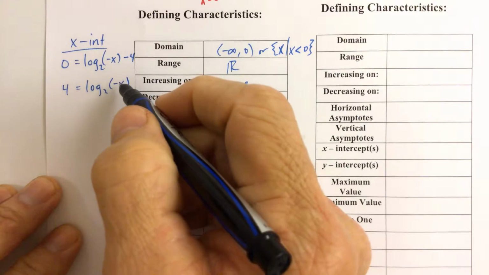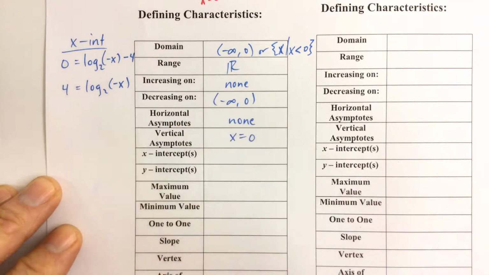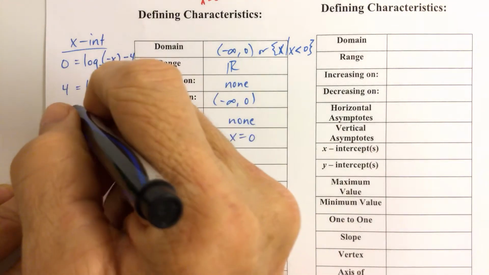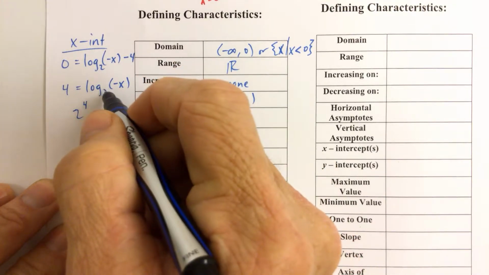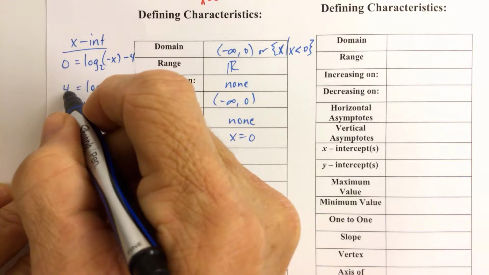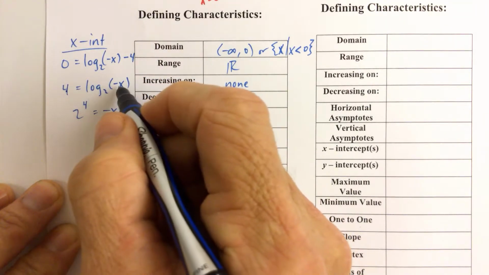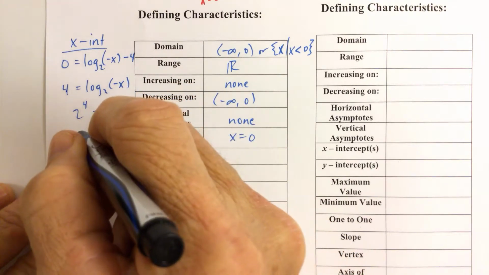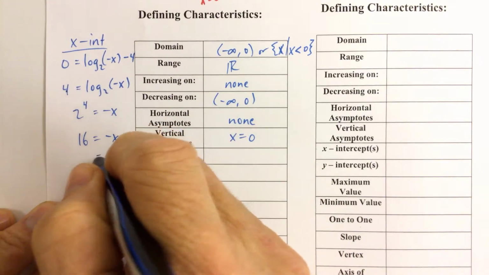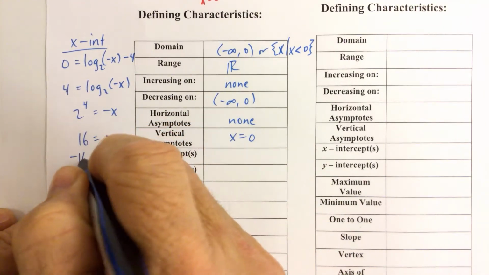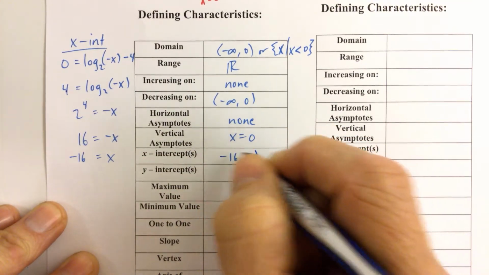And then notice our variable is locked up in the argument. Once that happens and we have the log on one side and no numbers on the other, we're going to convert this to exponential form. So this needs to be something that you can just do. Exponential form, you take the base, raise it to the exponent, and remember the exponent is the log, so 4 is the exponent, and then that's equal to the argument. So 2 to the 4th is 16. Multiplying both sides by negative 1, or dividing by negative 1, we see that x is equal to negative 16. So that's our x-intercept, negative 16 comma 0.